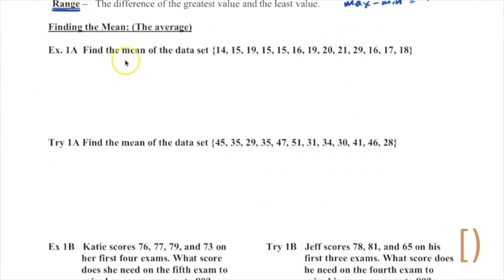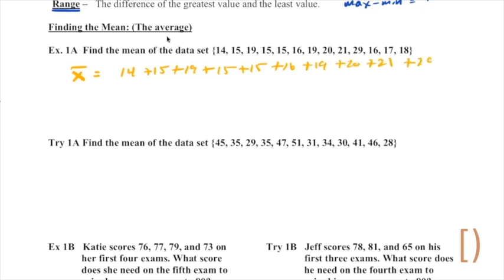Okay, let's do an example. Let's find the mean, which also means the average. If I want to find the mean of this data set, that symbol there, we're just going to add them all up. 14 plus 15 plus 19 plus 15 plus 15 plus 16 plus 19 plus 20 plus 21 plus 29 plus 16 plus 17 plus 18. And we're going to divide them all by the total numbers we have here, which is 1, 2, 3, 4, 5, 6, 7, 8, 9, 10, 11.